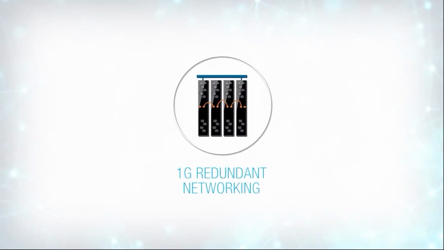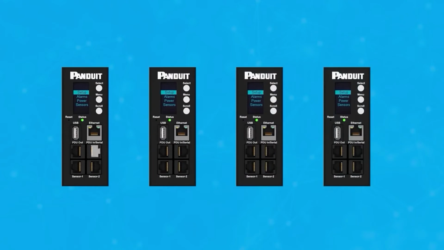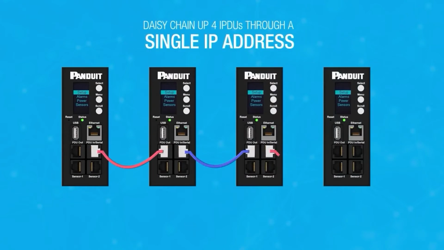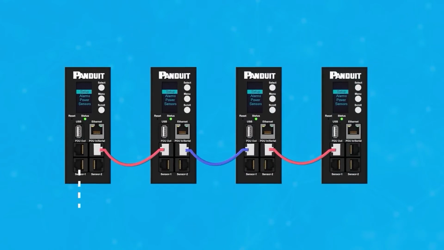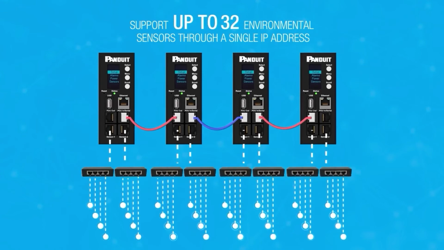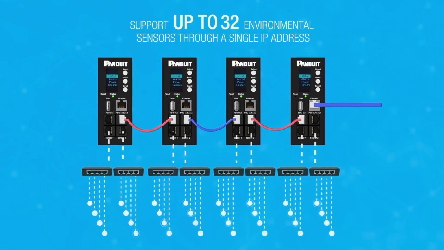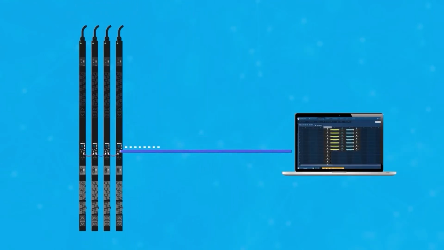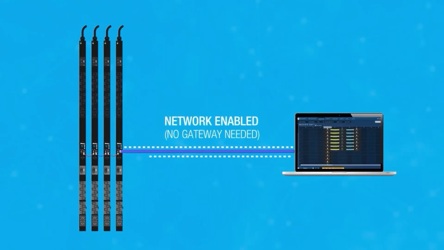With the G5 PDU's ability to daisy chain, it's possible to control 4 IPDUs and up to 32 environmental sensors, all from a single IP address. In addition, the Ethernet port and built-in intelligence allows direct 2-way network communication without the need for a gateway.